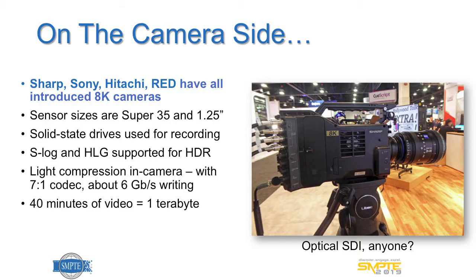So we have some light compression in the camera, mezzanine level, roughly 7:1 seems to be the number everybody's zeroing in on, and they're writing about 6 gigabits a second of data. So that means for 40 minutes of video, you need about a terabyte of storage. If these numbers are starting to get you a little concerned, you should be concerned. This is an awful lot of data that we're writing and transporting and displaying.